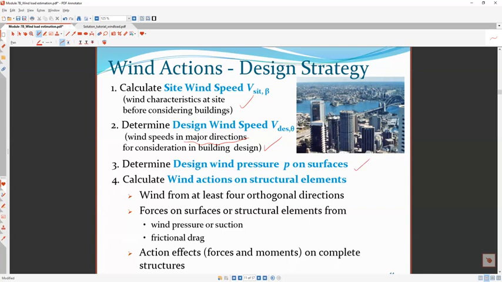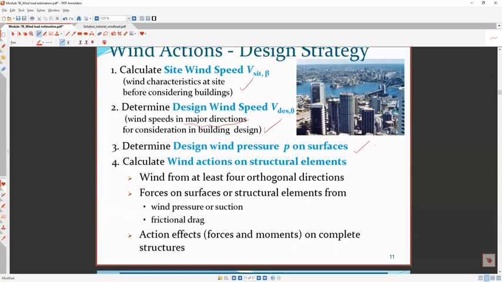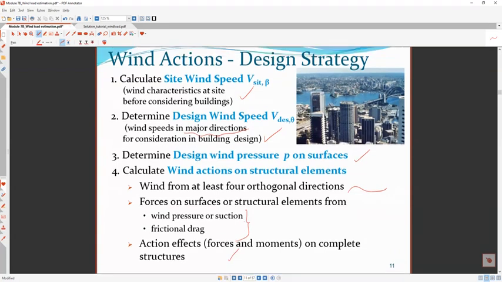And then from that, you calculate the design wind pressure P on surfaces, and then calculate wind actions on structural elements. So wind from at least 4 orthogonal directions, forces on surfaces or structural elements from wind pressure or suction, friction and drag. You have 2 types of friction and then pressure drag. And then action effects, forces and moments on complete structures. Any questions? Very important slide, because it tells you the strategies of how to design for wind action.